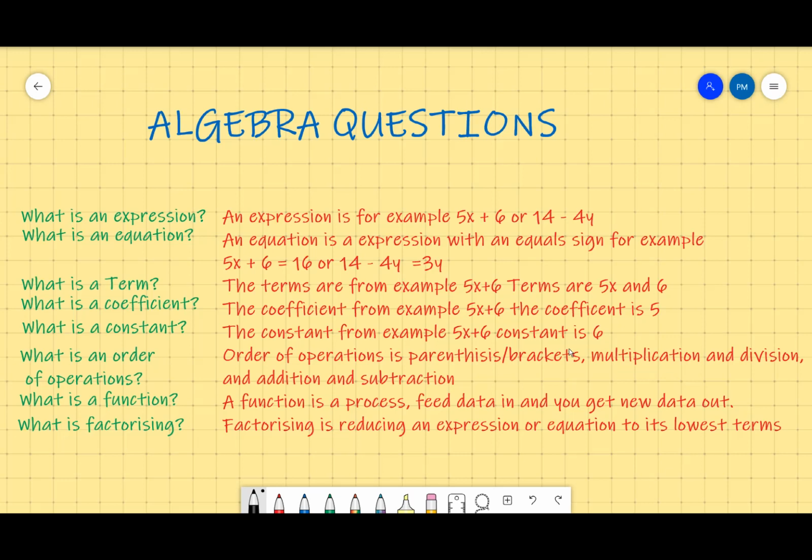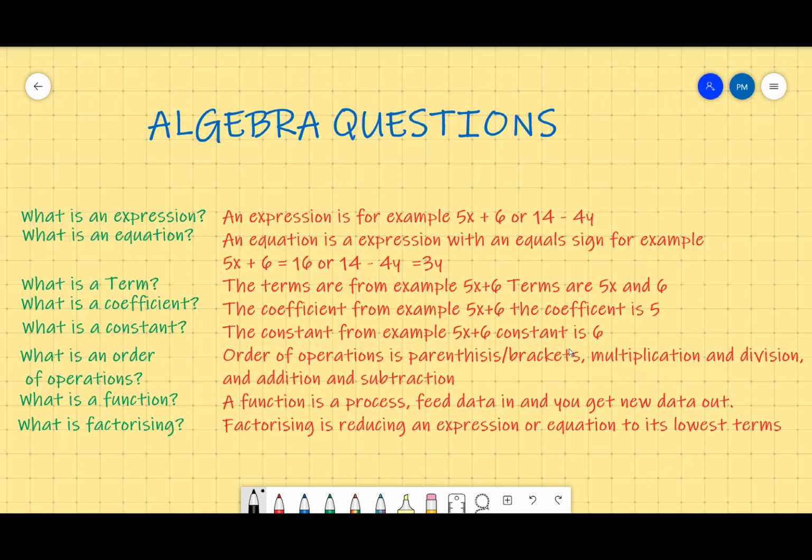First of all, what's an expression? An expression is just basically anything. 5x plus 6, 14 minus 4y. All these are expressions. Notice no equal sign. It is just numbers and x's or y's or z's or whatever. So when we look at an equation, it is an expression with an equal sign. For example, 5x plus 6 equals 16. 14 minus 4y equals 3y.